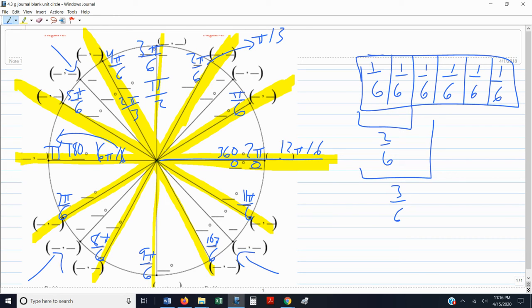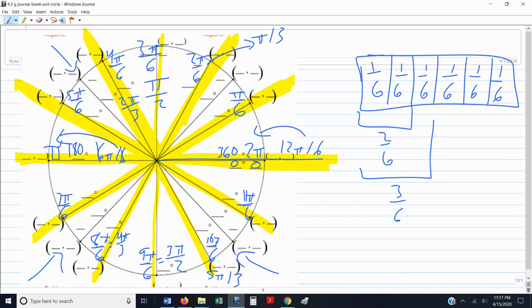7 pi over 6 doesn't reduce. 8 pi over 6 would be 4 pi over 3. 9 pi over 6 is 3 pi over 2. 10 pi over 6 would be 5 pi over 3. 11 pi over 6 doesn't reduce, and 12 pi over 6 reduces to 2 pi.